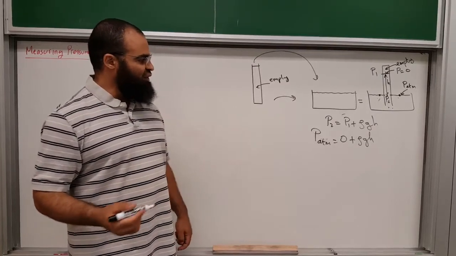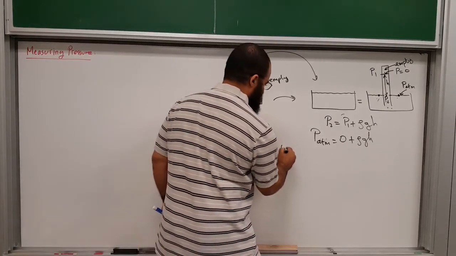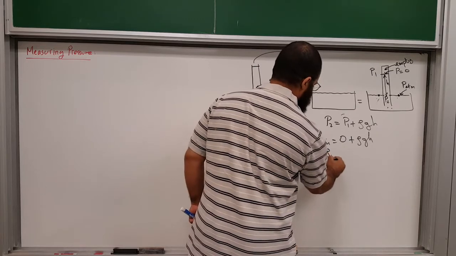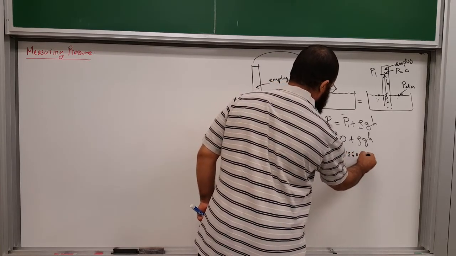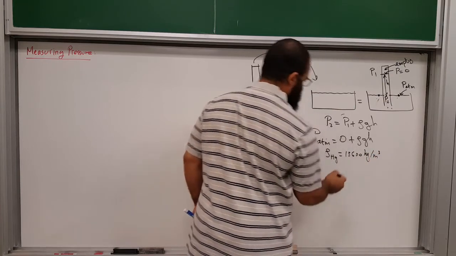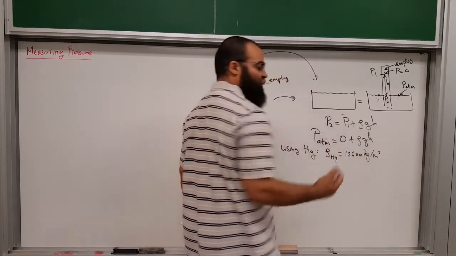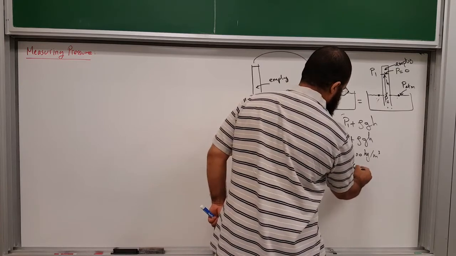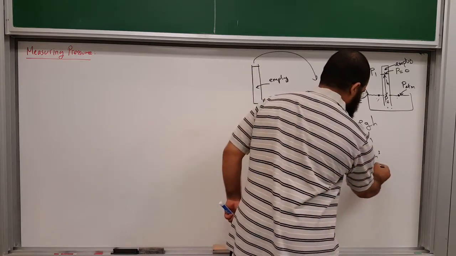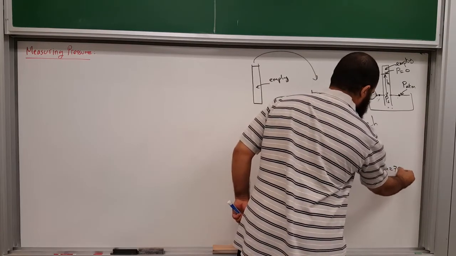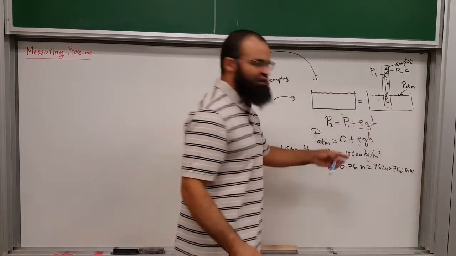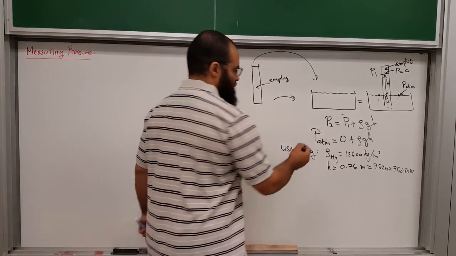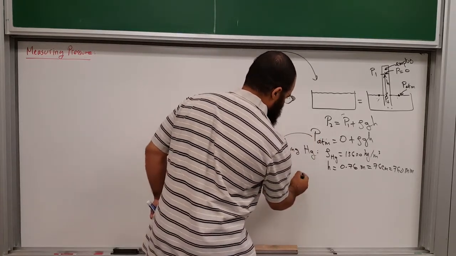Now, people did experiments, and when they used mercury, with the symbol Hg, the density of mercury is 13,600 kilograms per cubic meter. When they did the experiment, they found that h, near the surface of the Earth, rises to about 0.76 meters, which is 76 centimeters, which is 760 millimeters. You probably have seen 760 millimeters of Hg, of mercury. That's the atmospheric pressure.